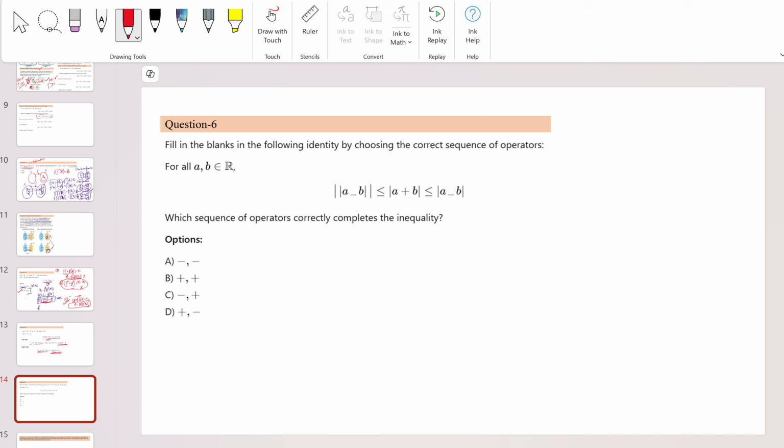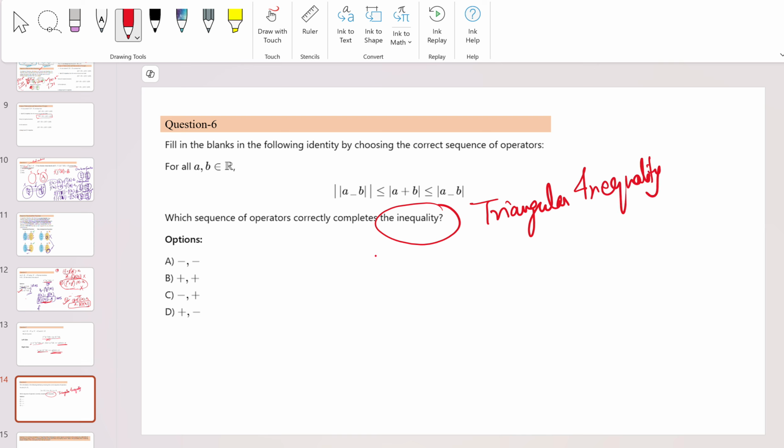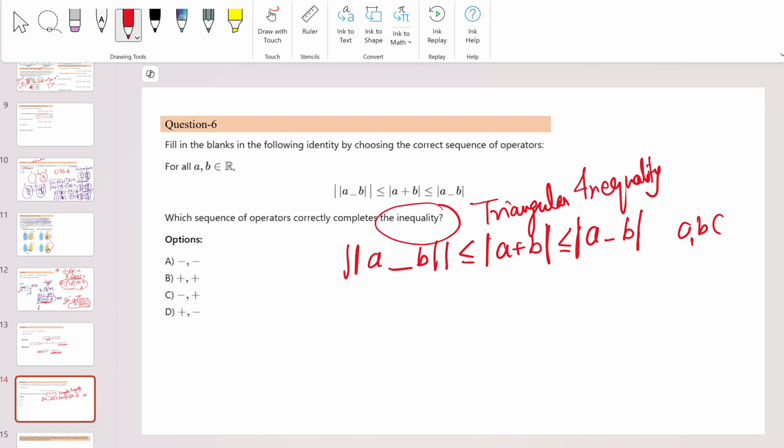Okay, let me give the solution for this. This is actually a triangular inequality. So it is saying that modulus of a minus b is less than or equal to modulus of a plus b, which is less than or equal to modulus of a minus b here. Okay. It is such that a and b belong to the real numbers.